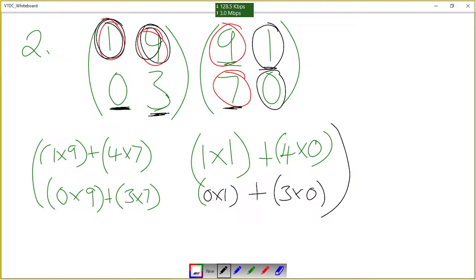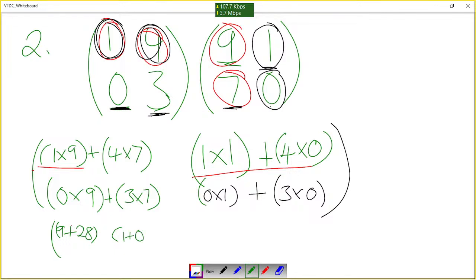Okay, so I'm going to open the matrix down here, then I'll say I'm going to evaluate this. 1 times 9 will give me 9, then plus 4 times 7 will give me 28. Okay, then they will be still in brackets. Then I evaluate this, so I'm going to have something like 1 by 1 will give me 1, 4 by 0 will give me plus 0.